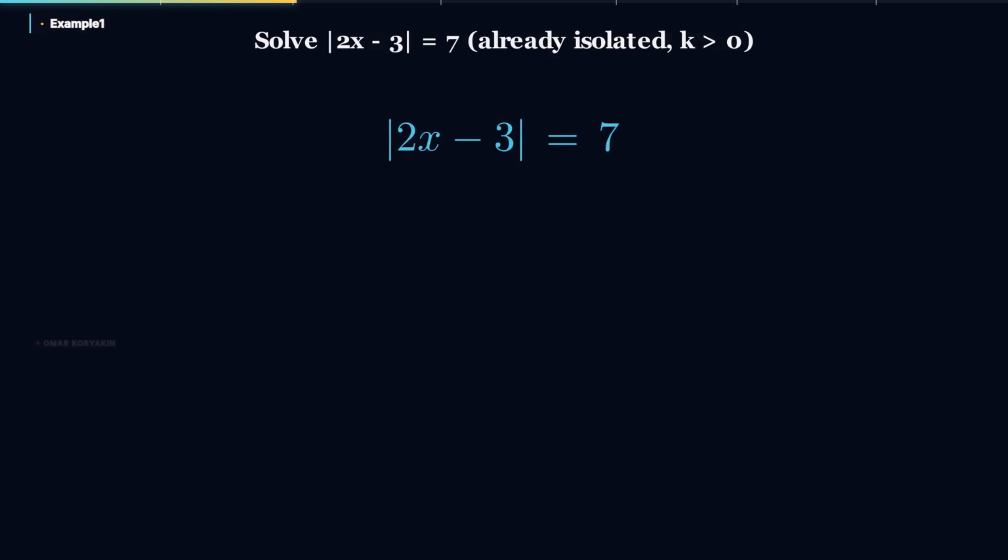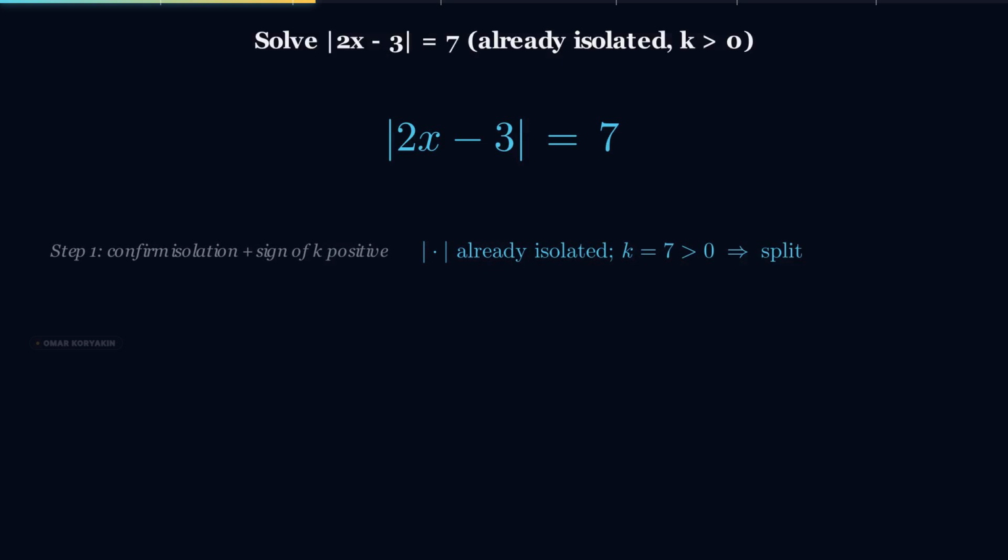Here is the first worked example. Solve the absolute value equation: absolute value of 2x minus 3 equals 7. The absolute value is already isolated on the left side and the right side is the positive number 7, so we can perform the case split immediately without any preliminary isolation work.